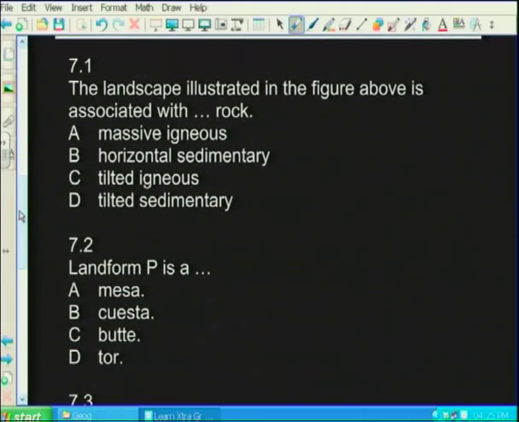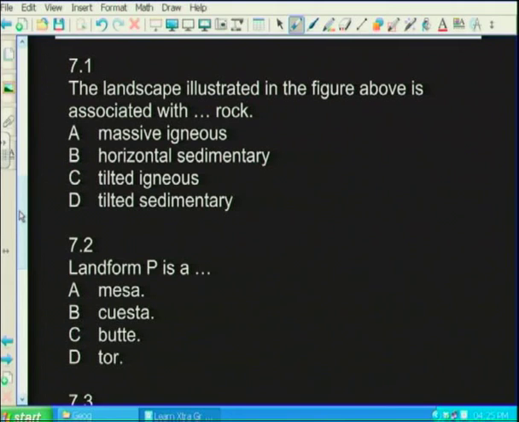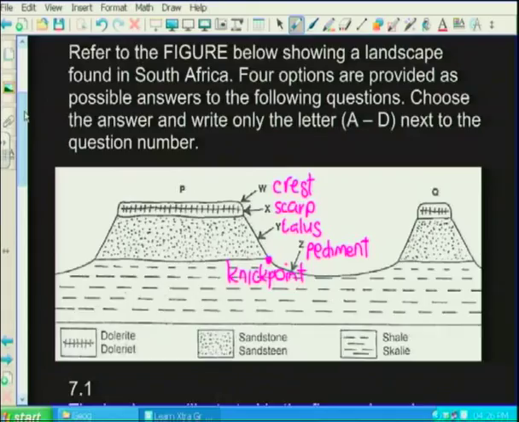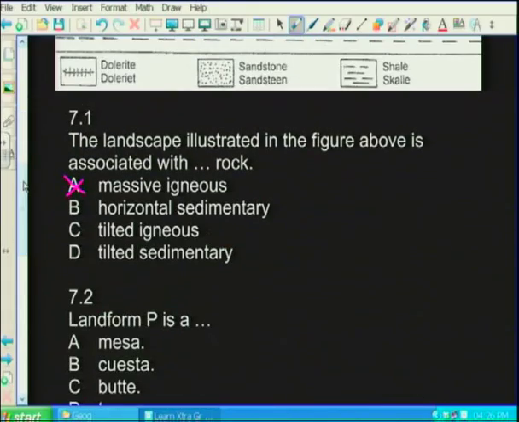The landscape illustrated in the figure above is associated with what kind of rock? Now, under structural landforms, we've only done 3 types of rocks, so there's already too many options here because there's 4 answers. It is definitely not massive igneous rocks. Massive igneous rocks are things like our tors, our domes, our batholiths, and this diagram is showing none of those such things. Horizontal sedimentary rocks, most definitely, okay?